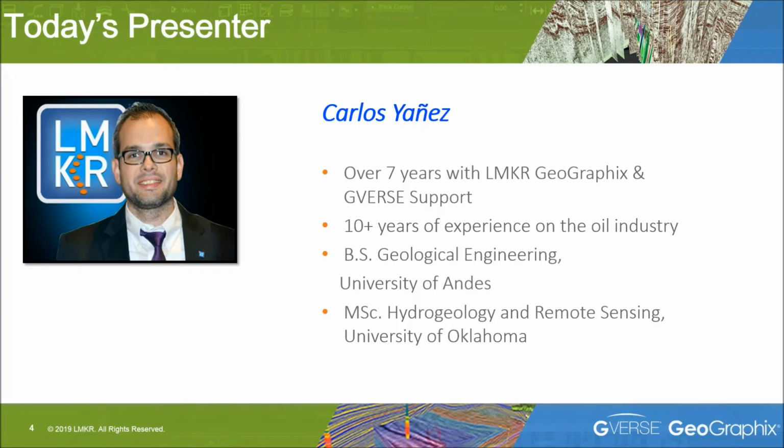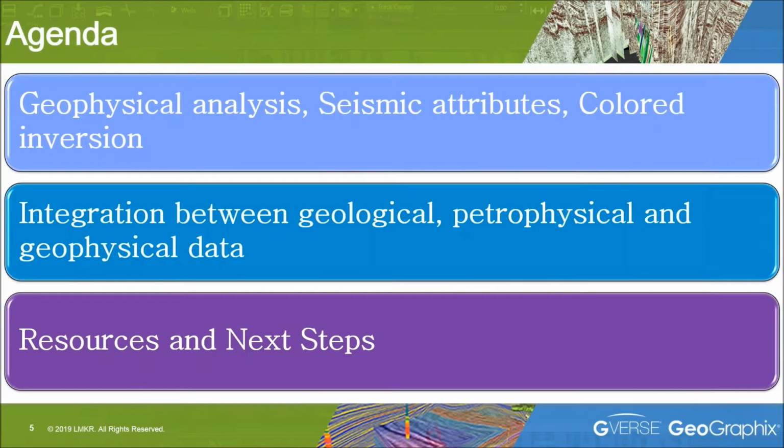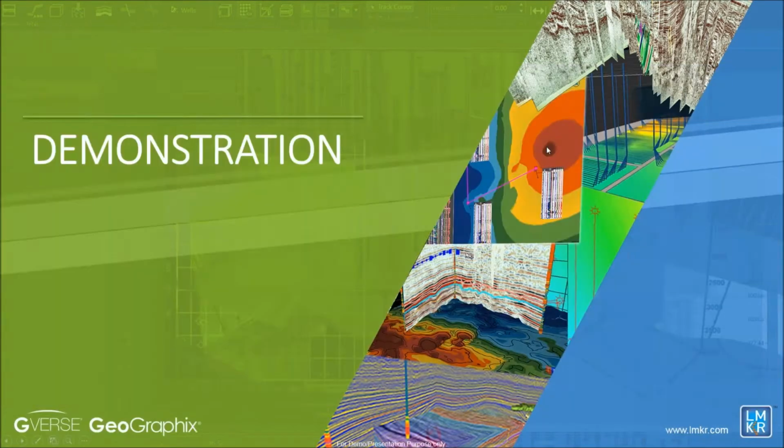Today, we're going to do a geophysical analysis, create seismic attributes, and show how to do the seismic attributes inside GeoGraphix and the GVERSE product, including some color inversion. After that, we'll integrate that data between the geological, petrophysical, and geophysical analysis inside our module. Next, we'll cover the resources and the next steps. With a little more introduction, let's go to the live demonstration.